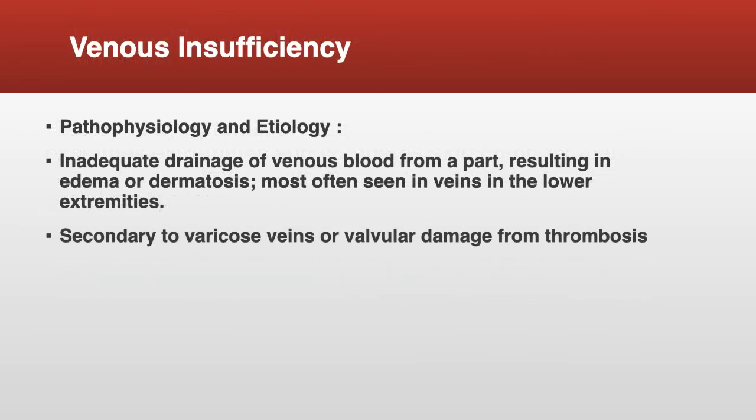So, venous insufficiency is when there is inadequate drainage of venous blood from a part, resulting in edema, dermatosis. Most often, it's seen in veins in the lower extremities. Sometimes it's secondary to varicose veins or valvular damage from thrombosis.